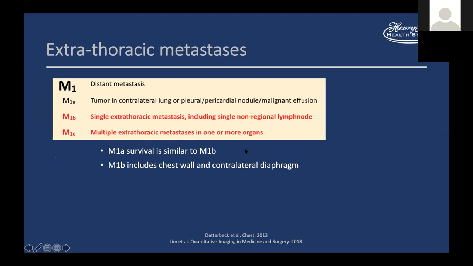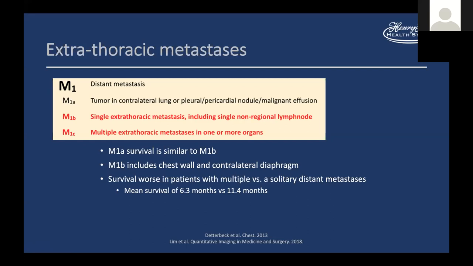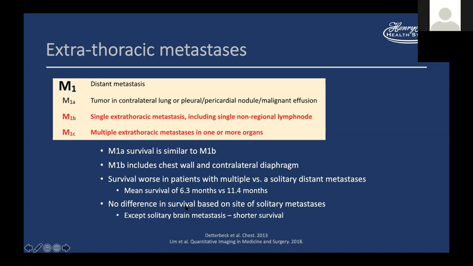When they looked at survival between the M1A, B, and C, which is probably why they split it up this way, M1A survival was similar to M1B. And I did want to note that M1B did also include the chest wall as well as the contralateral diaphragm. And then when they looked at M1B and M1C, patients who had multiple mets versus a solitary met did worse. And then patients who had just a solitary met, it didn't make a difference where it was, except if that solitary met was in the brain, in which case their survival was lower.